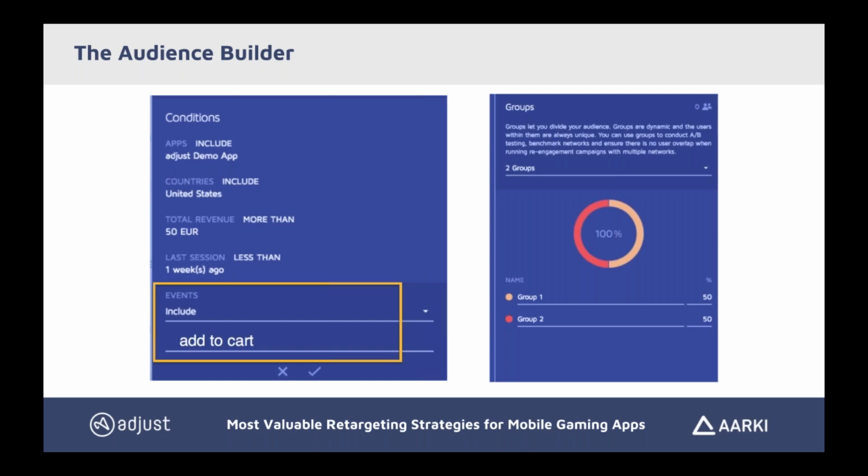You can also create up to 10 groups, and no user will ever be included in more than one group. So remember that groups are dynamic. So this means that new users will be included in the audience list once they apply to the conditions that you've set.